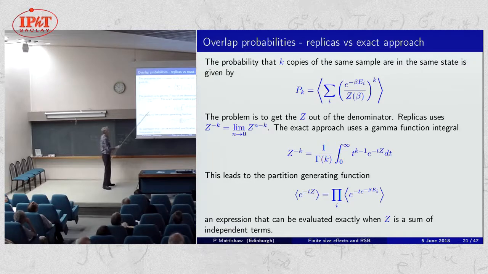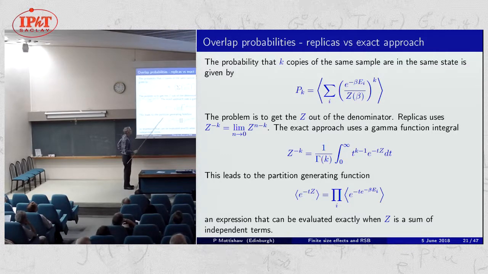Now, in the replica approach, you face the problem of having Z in the denominator by taking Z^n to the minus k, and assuming n is greater than k, and you get back what you want in the n goes to zero limit. So it's a question of how you bring this out of the denominator, which then gives you the correct result, but creates a lot of interesting problems with what does n mean when it's not an integer, a positive integer.